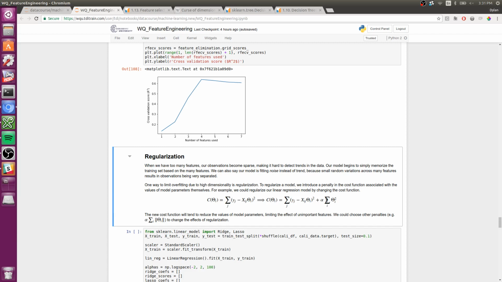And the impact of this added cost, called the regularization, is controlled by a parameter that I set called alpha. So that's the strength of the regularization.